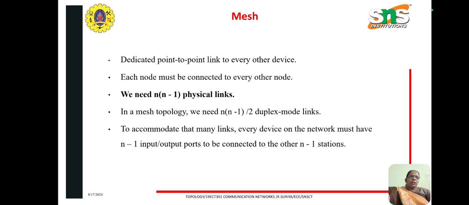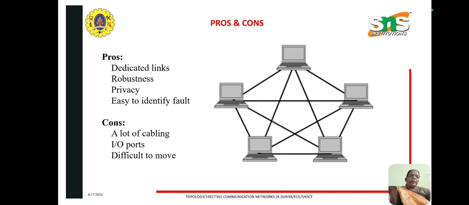If each physical link allows communication in both the directions, which is known as duplex mode, we can divide the number of links by 2. In a mesh topology, we need n into n-1 by 2 duplex mode links. To accommodate that many links, every device on the network must have n-1 input-output ports to be connected to the other n-1 stations. There are few advantages and disadvantages in mesh topology.